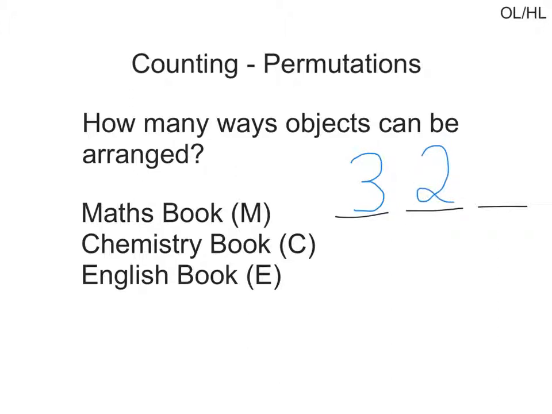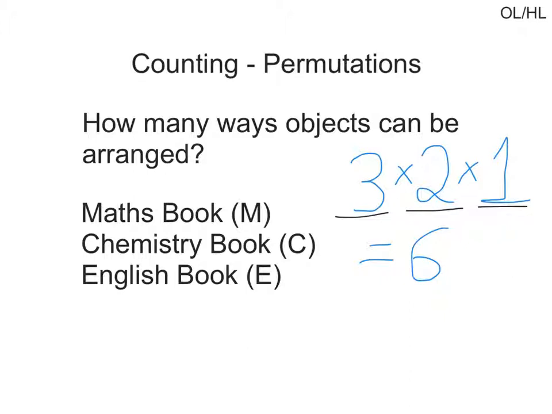We had 2 books and we put 1 book on the shelf, so now we have 1 spot and 1 book remaining. If we multiply this sequence, 3 by 2 by 1, we will get 6. This is 6 ways the objects can be arranged on the shelf. This is the same answer we got by going through each of the different arrangements.